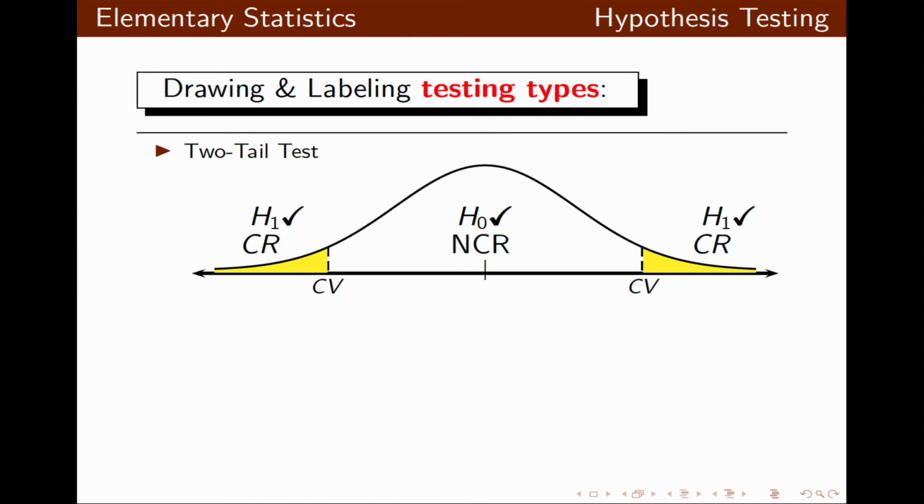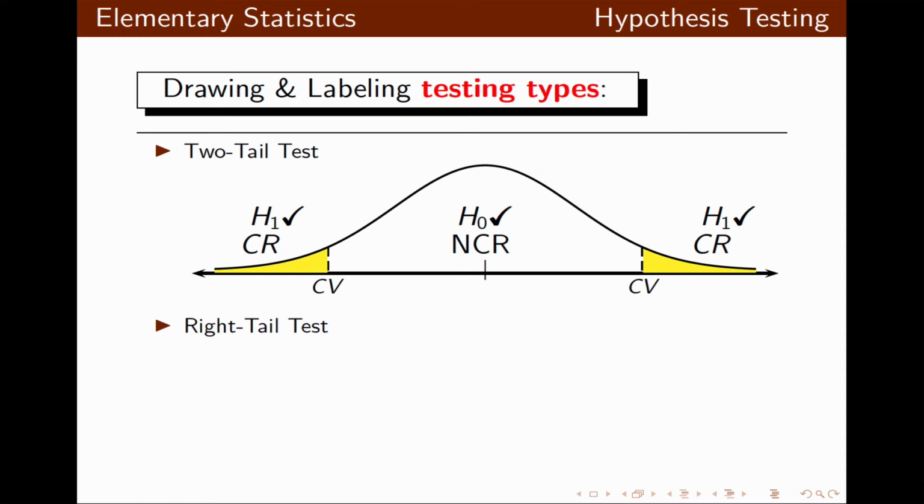The value that separates critical and non-critical regions from each other, those are called critical values. In the critical region, H1, the alternative hypothesis, will be valid. In the non-critical region, the null hypothesis will be valid.